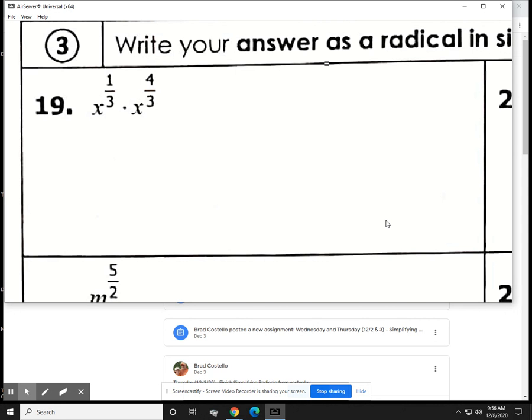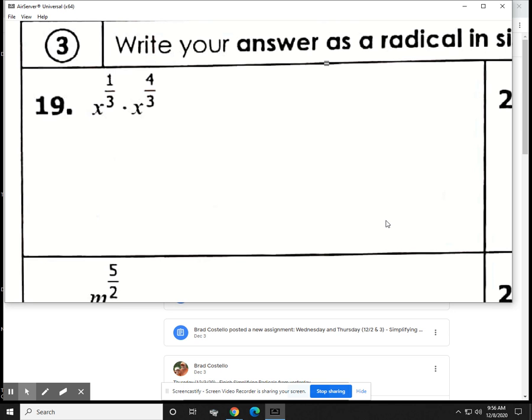Which rule is that applying? When your bases are the same and you're multiplying, what do you do with your exponents? Nobody? Is this because you're being recorded? Or you guys just don't know? Can you repeat what you said? Yeah, I'll repeat it. What rule are we using here? When you're multiplying and your bases are the same, what do you do with your exponents? You add them, right? So you're going to add those.